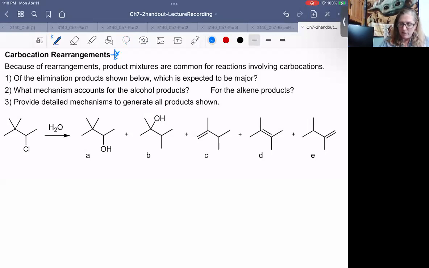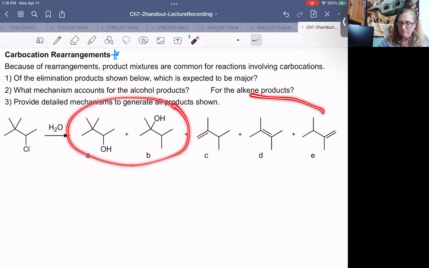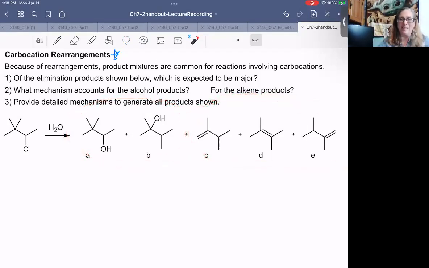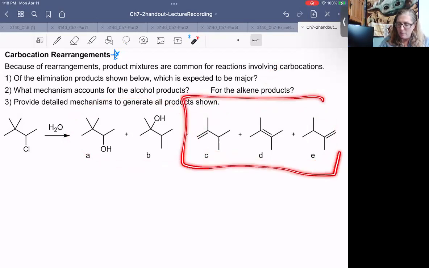So notice we're getting a mixture of substitution and elimination products. Somewhere a nucleophile has replaced the leaving group, substituted for the leaving group, and others where we've had an elimination, meaning we form an alkene product. So of the elimination products shown below, which is expected to be major? So let's ask that question first. So of these three alkene products, how would we pick the major product?